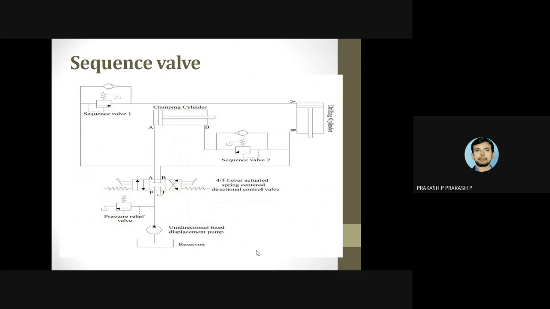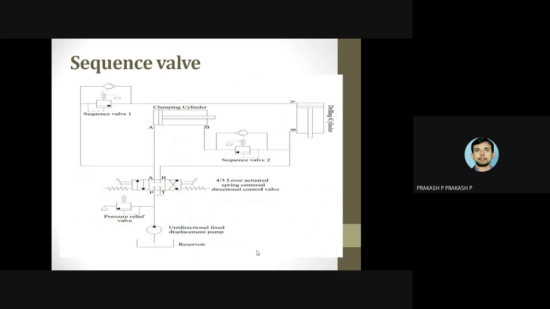When we activate the lever at the left hand side of the 4x3 lever actuated spring centered direction control valve, ports P and A are directly connected. You can see that during extension of the cylinder, the clamping cylinder is directly extended. Similarly, you can see how the drilling cylinder will be extended. For extension of the clamping cylinder, the fluid flows from A to A and the cylinder will be extended.